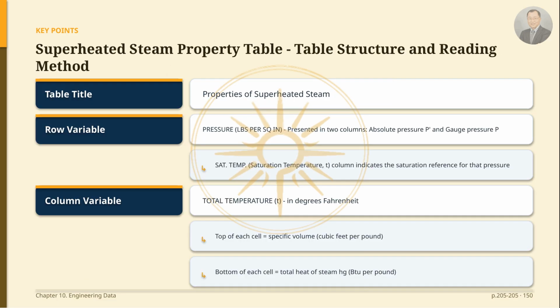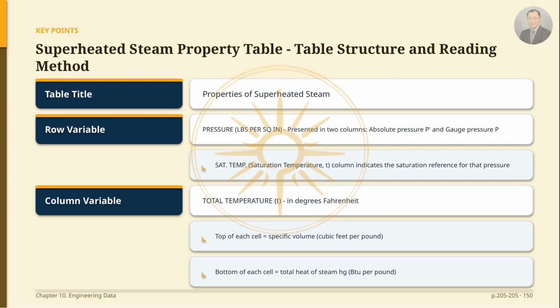Now, I would like to introduce the structure of the properties of superheated steam table. This data table is designed to allow you to directly read the steam properties for specific pressure and temperature conditions in boilers and steam equipment. The rows on the left side contain the pressure, expressed in pounds per square inch or psi, with both absolute pressure P and gauge pressure P provided. Additionally, the saturation temperature T or SAT temp is listed so you can identify the reference temperature at which steam becomes saturated for that pressure.